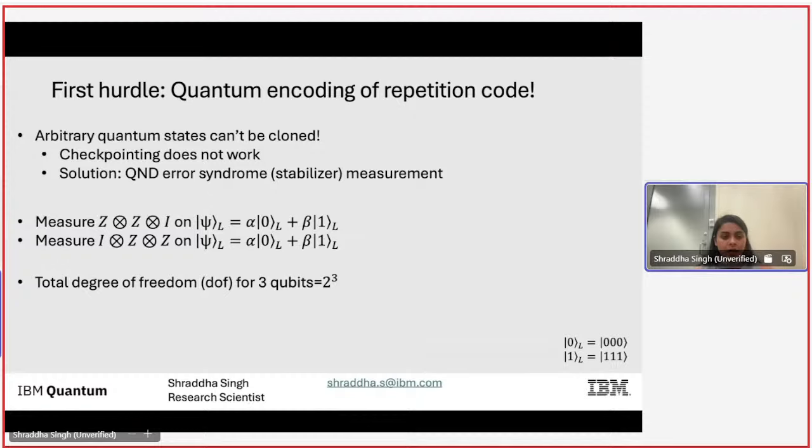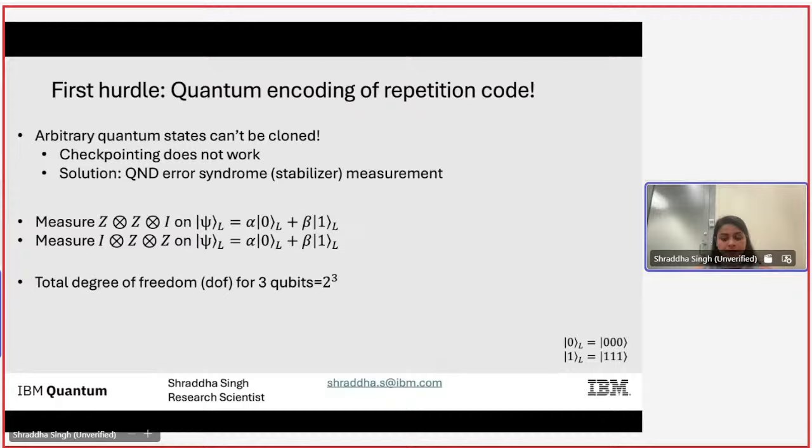Now, the way to go about defining a quantum encoding is as follows. Let's say you're trying to define an encoding using 3 qubits. The total number of states you can have with 3 qubits is 2 to the power 3, since every single qubit can be in one of the two states, 0 or 1. Now, what you want is to be in an entangled state, which represents only two states in the logical basis, that is logical 0 and logical 1.